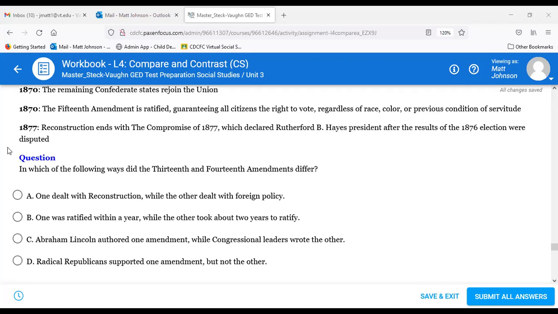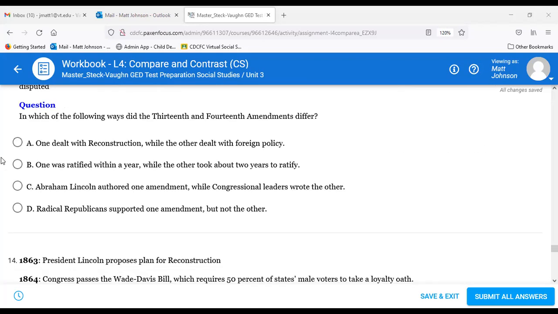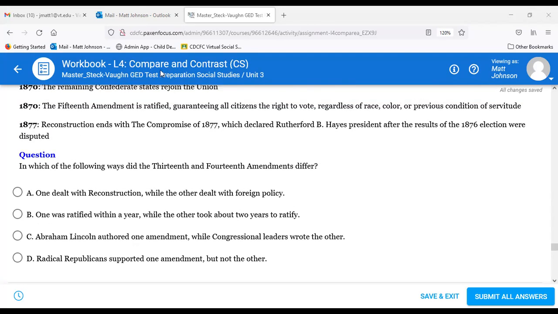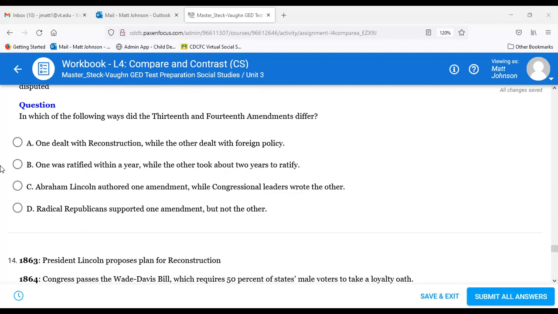Grace, could you read number 13 for us, please? In which of the following ways did the 13th and the 14th amendments differ? A, one dealt with Reconstruction, while the other dealt with foreign policy. B, one was ratified within a year, while the other took about 2 years to ratify. C, Abraham Lincoln wrote one amendment while congressional leaders wrote the other. And D, radical Republicans supported one amendment, but not the other. Is this C?